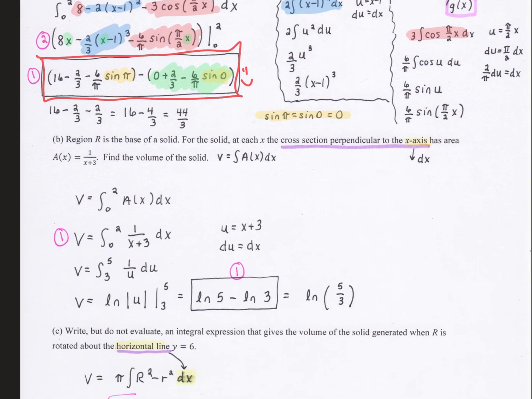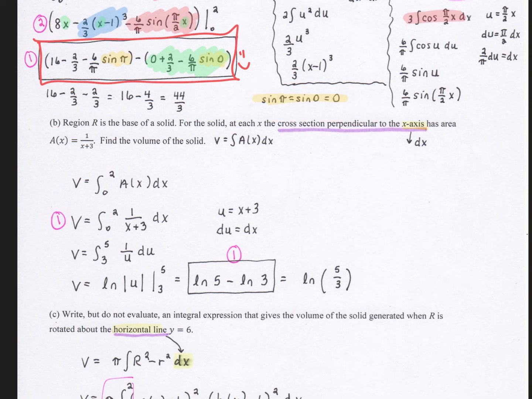In part B, I'm told that this region R is the base of a solid and that cross-sections perpendicular to the x-axis, and that's a key phrase right there. Perpendicular to the x-axis tells me that my integration is with respect to x. And in order to find volume, we just integrate the cross-sectional area. We are told that that area is 1 over x plus 3, so we don't need an area formula because we are told what the area of a cross-section is, so that is what my integrand is, the 1 over x plus 3.